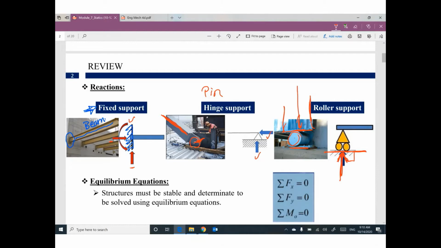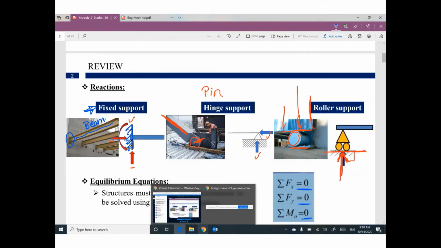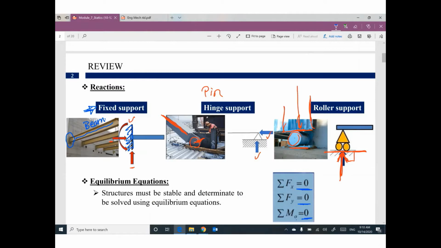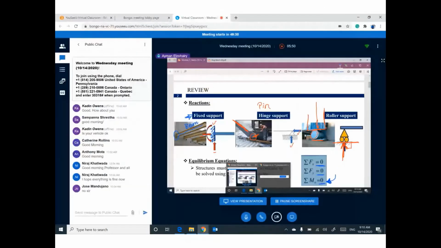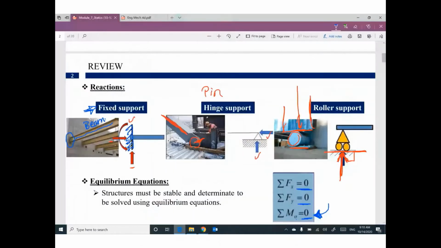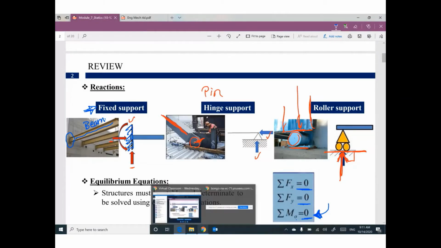Once you set up the reactions based on the type of supports, we have three equilibrium equations. Summation of all forces in X equals 0, summation of all forces in Y equals 0, summation of all moments about any point equals 0. Do you remember what was my recommendation for taking moment at a point? Taking a moment at any point is a general equation, but I highly recommend taking moment at the support with the highest number of reactions. Okay?